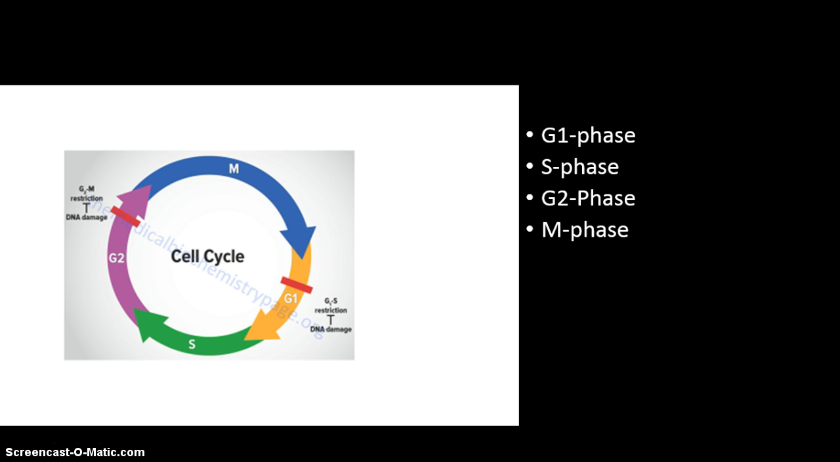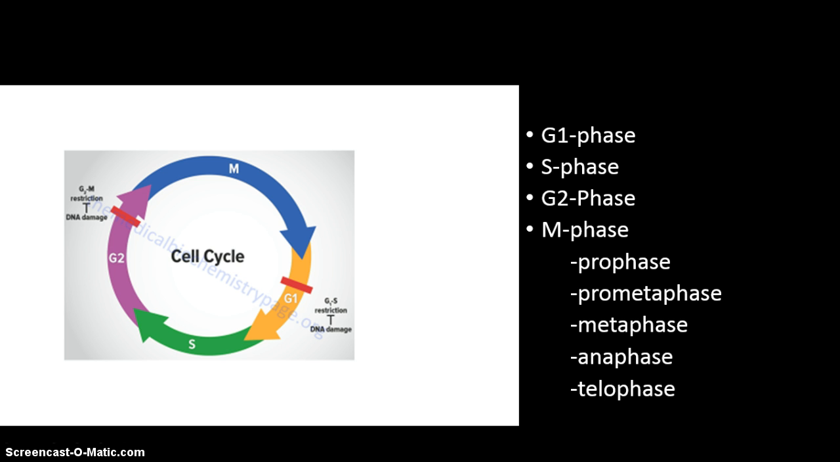During this phase, the chromosomes are aligned and separated into sister chromatids. The M phase is separated into 5 phases: prophase, prometaphase, metaphase, anaphase, and telophase. Even though cytokinesis is separate, it is usually occurring during anaphase.